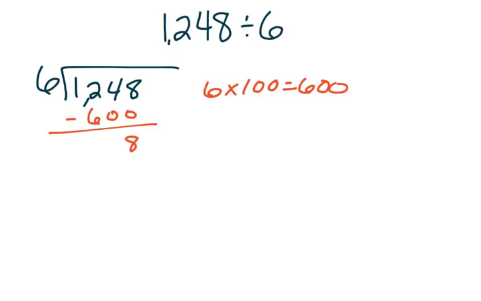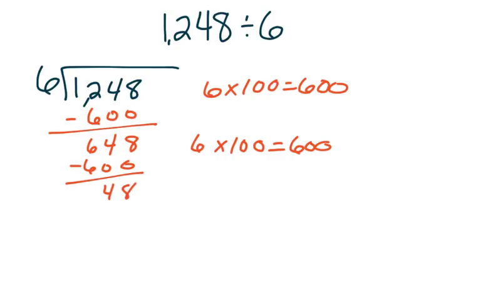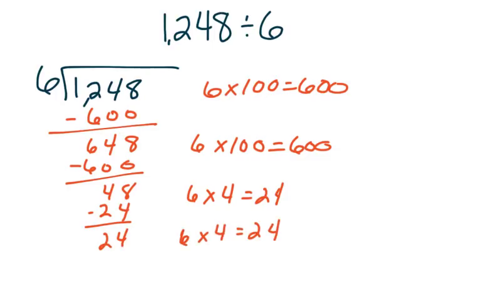That's a really big piece that I can take away from this problem. When I subtract, I'm left with 648. I can do another 6 times 100 to take another really big piece out of this problem. I subtract, and all I'm left with now is 48, which is super manageable for me. Maybe I don't remember what gets me to 48, but I do remember that 6 times 4 gets me to 24. I'm going to subtract 24, and I'm left with 24, and then 6 times 4 again gets me 24, and I'm left with 0.